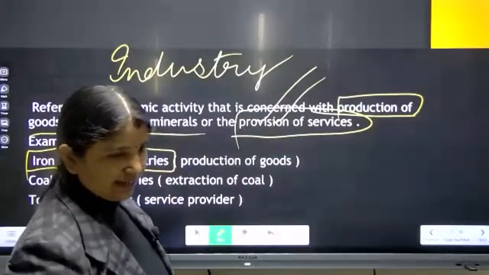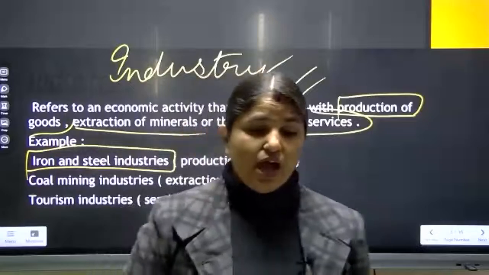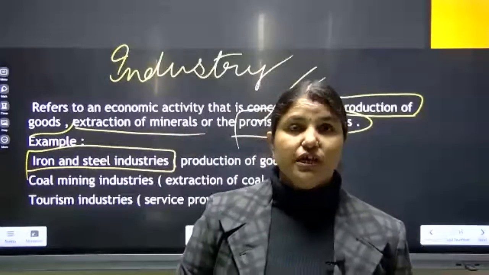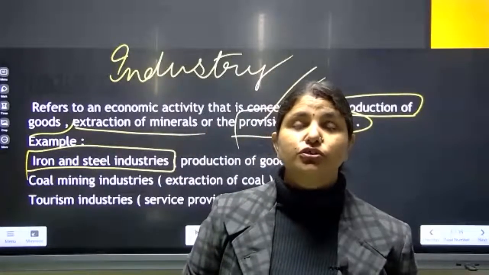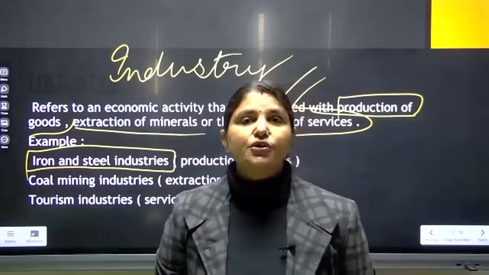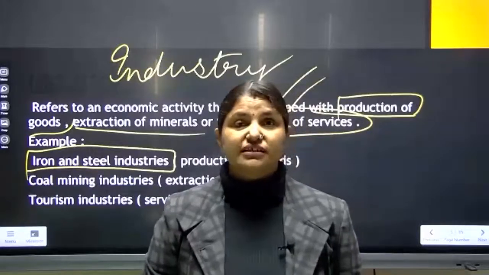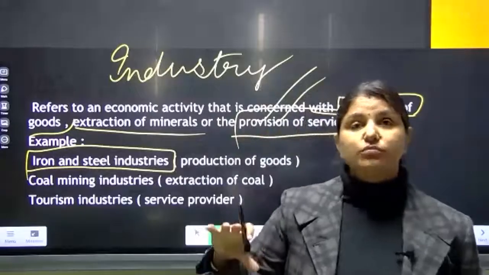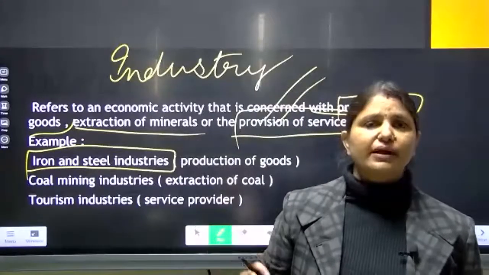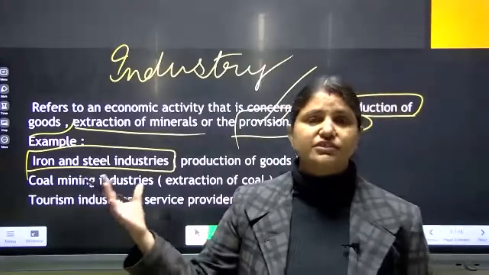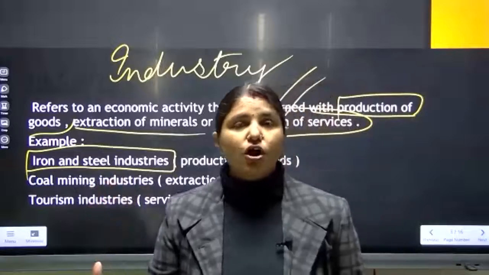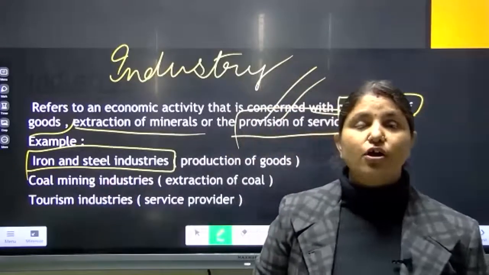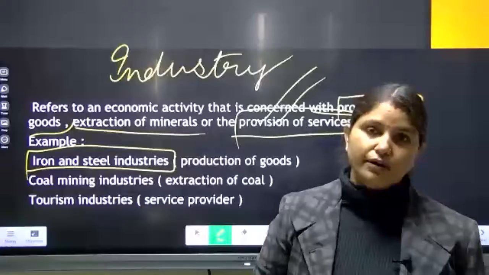What are iron and steel industries doing? Iron and steel industries, they are producing the goods. Just see, many automobile industries are there where they are preparing the parts of automobiles. Except that, we can say where electronic materials are prepared, many other industries are there. And they all are preparing or manufacturing the goods for us.